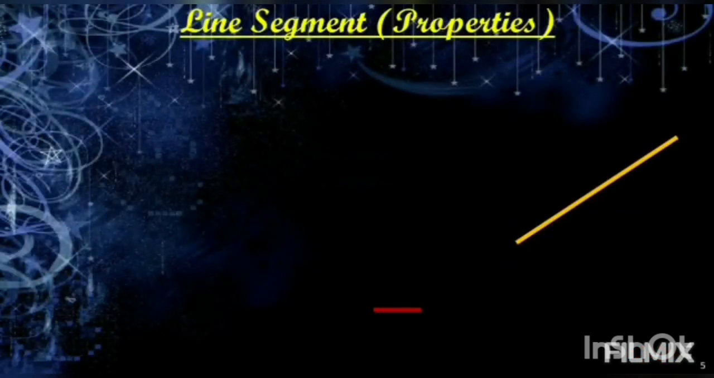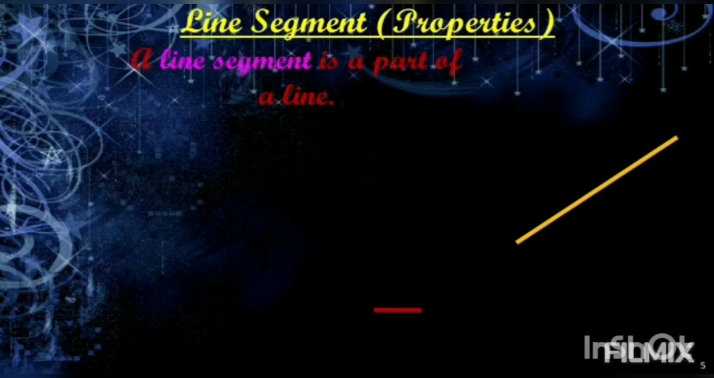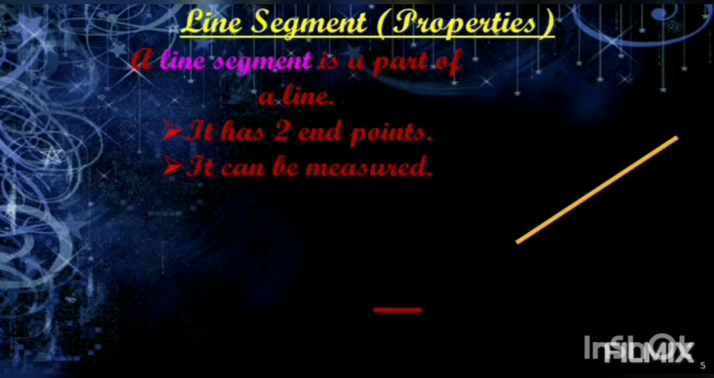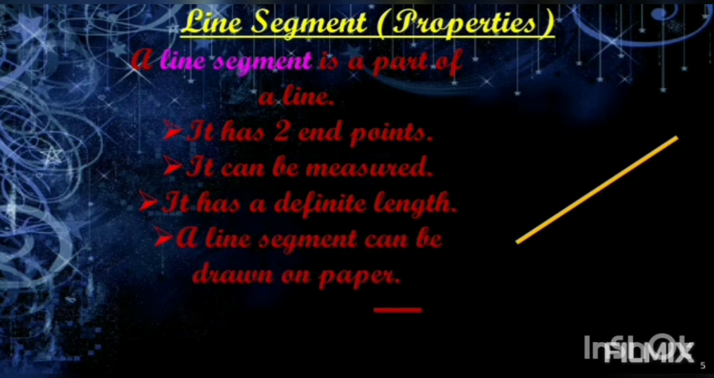Moving forward, our next term is line segment. A line segment is a part of a line. It has two endpoints. Since it has two endpoints, it can be measured. And since it can be measured, it has a definite length and it can be drawn on a piece of paper. The symbol for line segment is a straight line. Please remember, for line segment, there are no arrows at the end. It denotes that the line has endpoints.